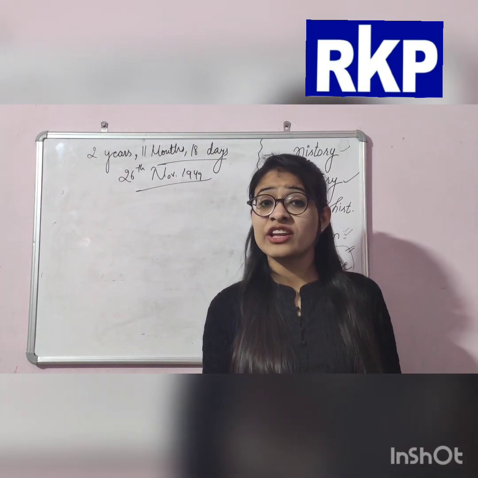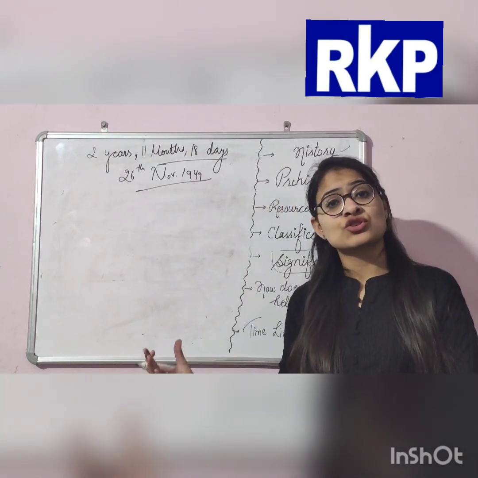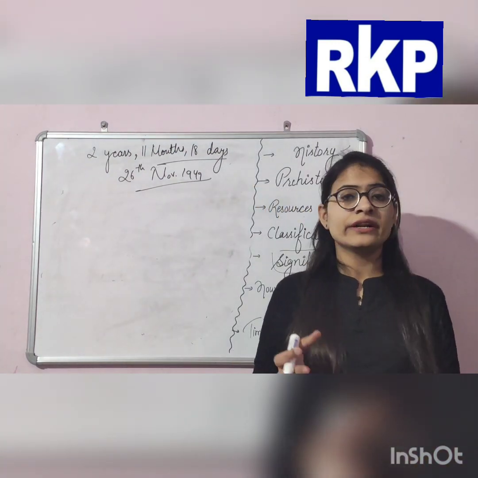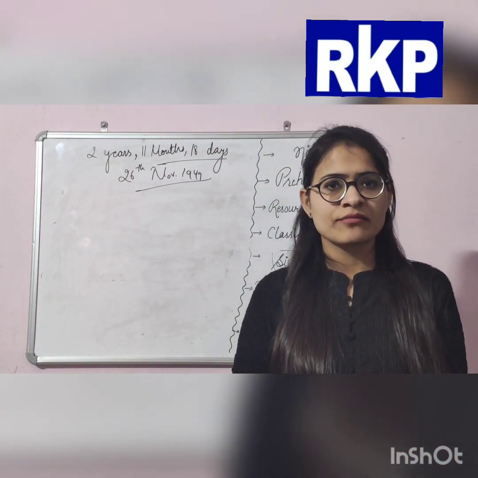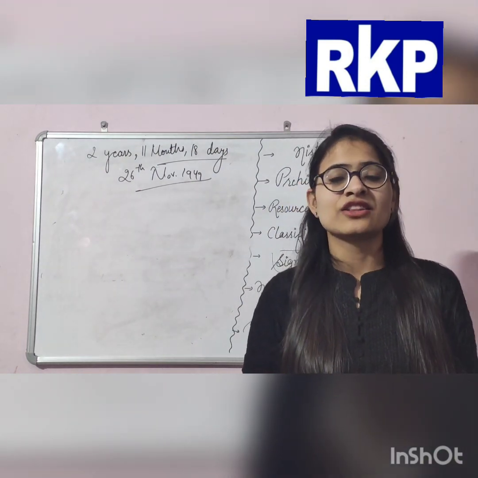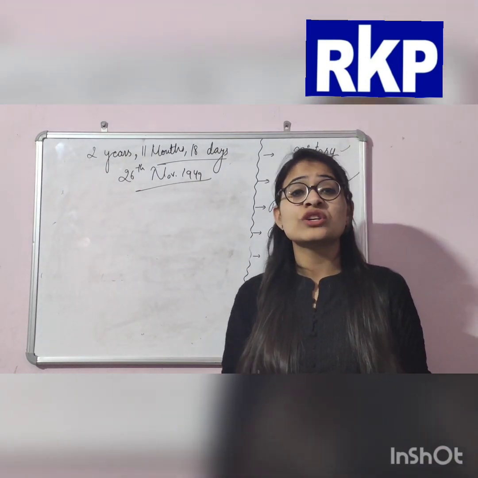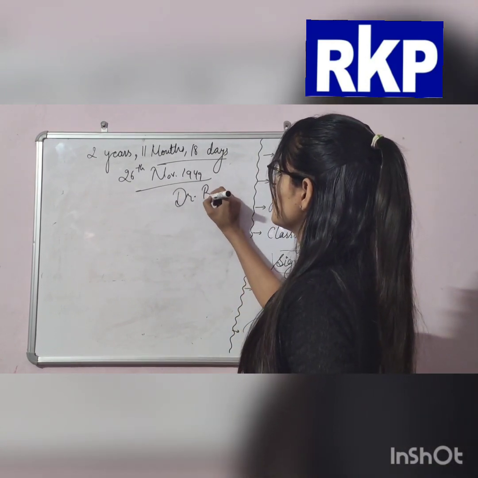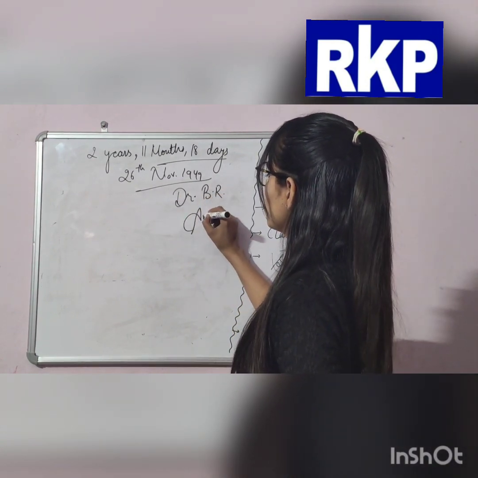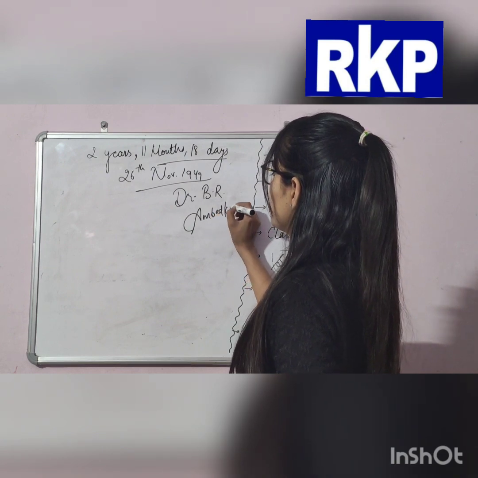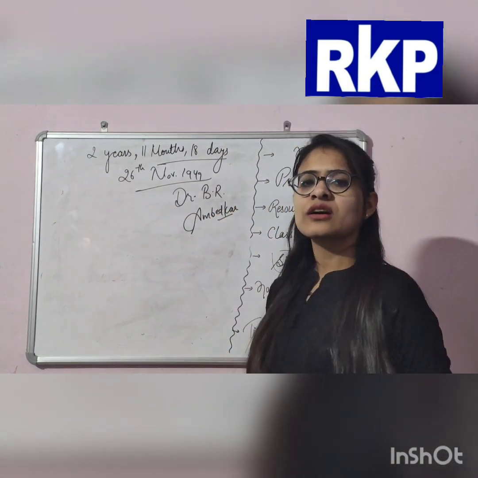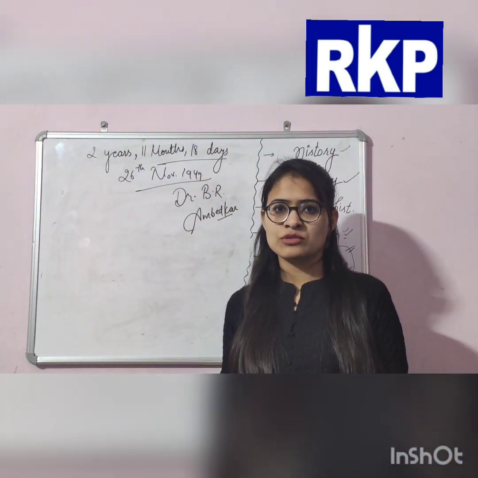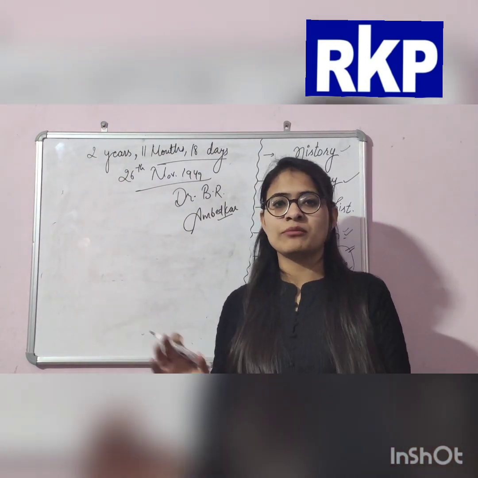of the drafting committee by which our constitution was drafted. Dr. B.R. Ambedkar was the chairman of that committee, and that's why he is known as the father of the constitution. Who is known as the father of the constitution? Dr. B.R. Ambedkar. What is B.R.? Bhim Rao. R means Ramji. Dr. Bhim Rao Ramji Ambedkar.